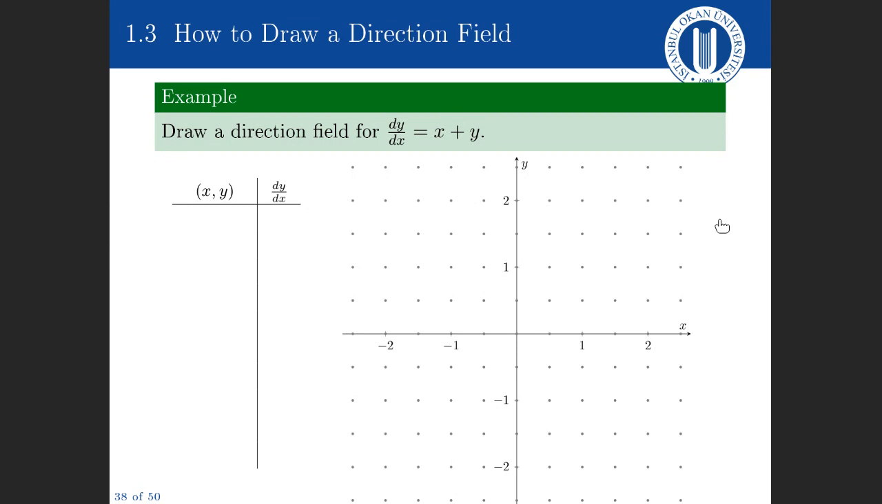First, I'm going to calculate the value of dy/dx at a few points. For example, if x and y are both 0, we can put 0 and 0 into the equation. 0 plus 0 is equal to 0. dy/dx is equal to 0. That means we must have a little arrow with slope 0. At the point (1, 0), we do x plus y, 1 plus 0 is 1. We expect to have a little arrow here of slope 1, and so on. At the point (2, 0), our little arrow must have slope 2. At minus 1, 0, the slope must be minus 1, and so on.